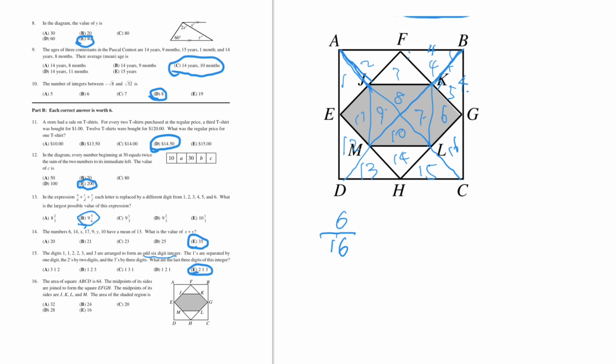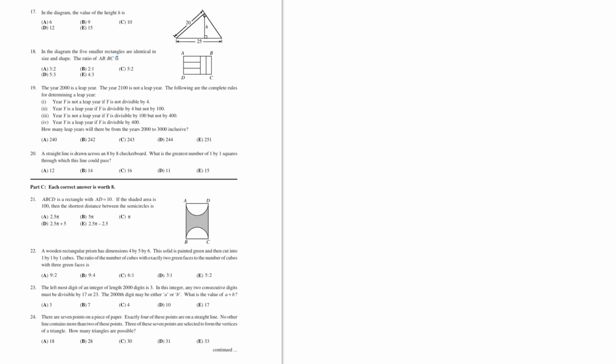What's the area? We use the shaded fraction times the total area. The total area given is 64, so 6 over 16 times 64. Cancel 16, that's 1. Cancel 16 from 64, that's 4. 4 times 6 is 24. So the answer is B. Number 17. In the diagram, the value of the height is.